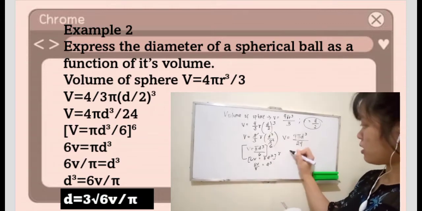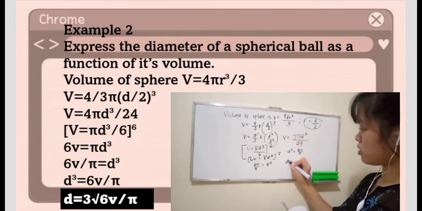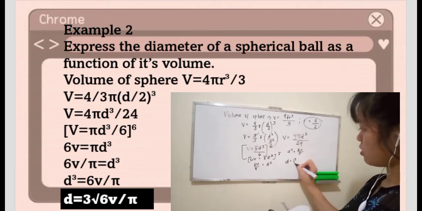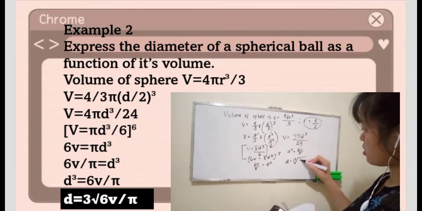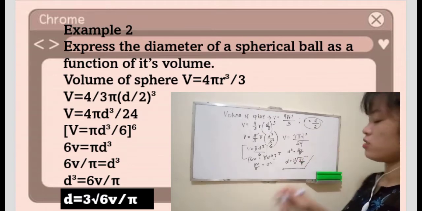So, pagbalik-tarin lang natin sila. D cube, 6V over pi. So, mangyayari yung sagot dyan is d equals cube root of 6V over pi, okay. Ito yung pinaka-answer natin.